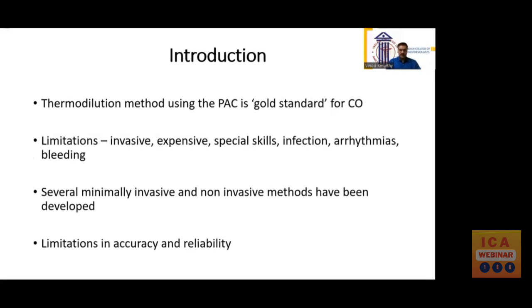The thermodilution method using the pulmonary arterial catheter has been considered as a gold standard for measurement of cardiac output. However, it has a few limitations in the sense that it is an invasive procedure, it is expensive, it requires special skills for insertion of the pulmonary arterial catheter, and of course, there are some catheter-related issues like infection, arrhythmias, and bleeding, which may limit its use. Over the decades, several minimally invasive and non-invasive methods have been developed. While most of them are safe, all of them have some limitations in the form of accuracy and reliability when compared to the thermodilution method.